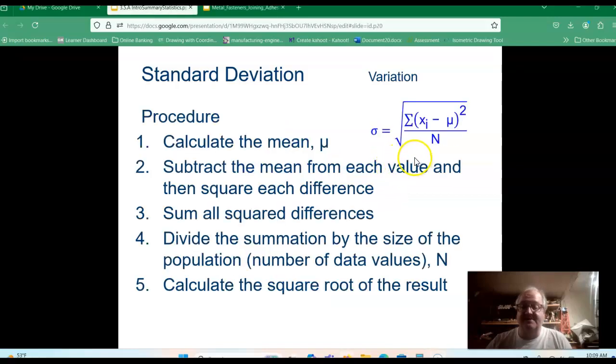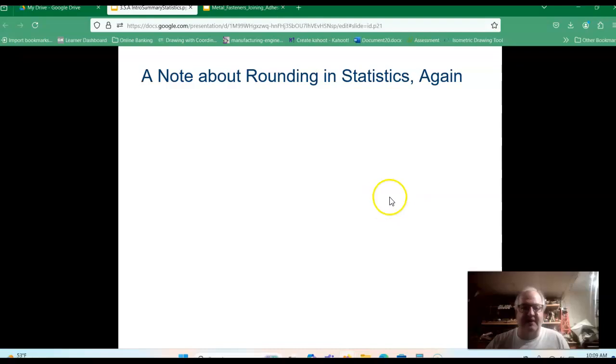So here again is the procedure. We calculate the mean first, so you've got to know what the mean is. Then we subtract the mean from each value and square the difference. We sum all of the squared differences, divide that sum by the size of our population, and then calculate the square root of the result. So we're going to put this into practice now.